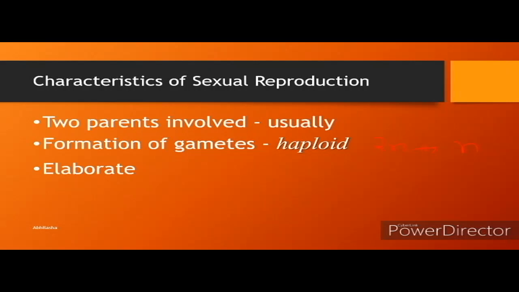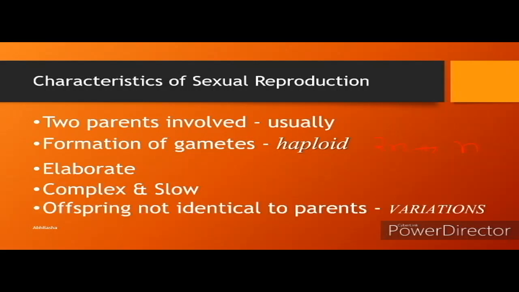The third feature of sexual reproduction is that it is very elaborate. The first two points that we just covered, that two parents are involved and gametes have to be formed, then gametes have to be ensured that they reach each other, and fertilization should occur successfully, and even after fertilization the development should occur properly and successfully. So this entire process is very complex and slow, and it is elaborate. It takes a lot of time.